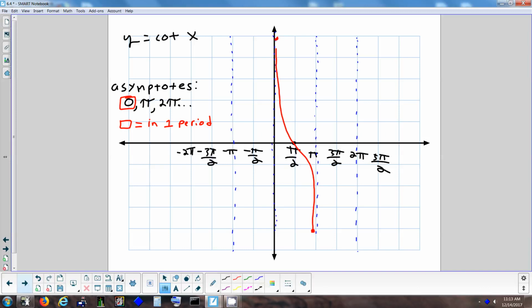Okay, so when we had tangent, I said to you the asymptotes occur at every other multiple of 90. 90, yes. 180, no. 270, yes. 360, no. Same thing here. The asymptotes occur every other multiple of 90, but at a different starting point. 0, yes. 90, no. 180, yes. 270, no. 360, yes. Okay, so it just kind of shifts over by 90 degrees.